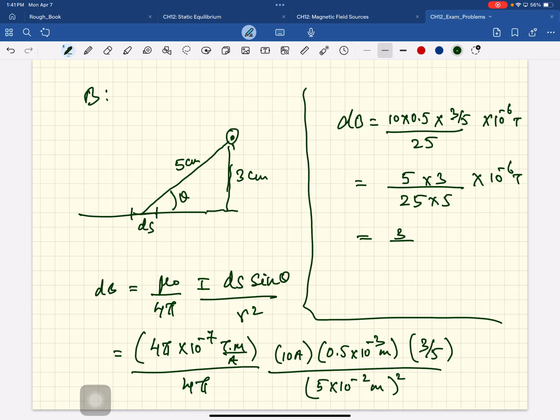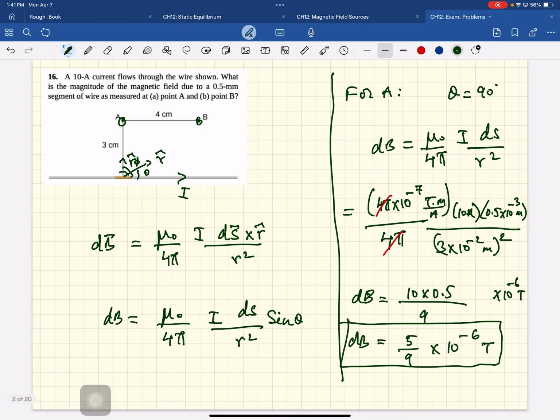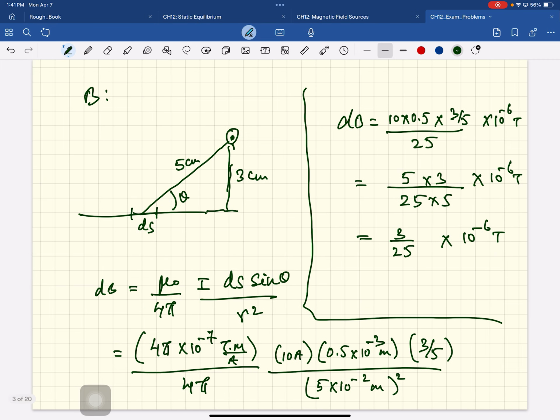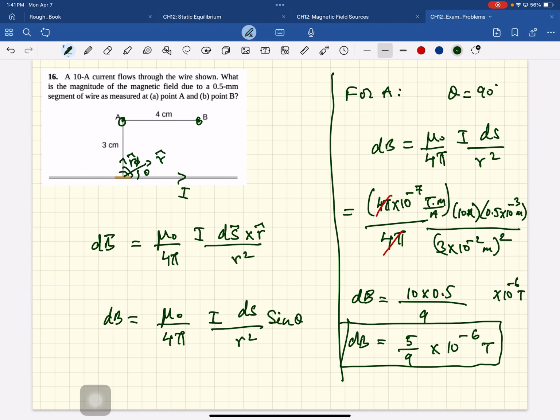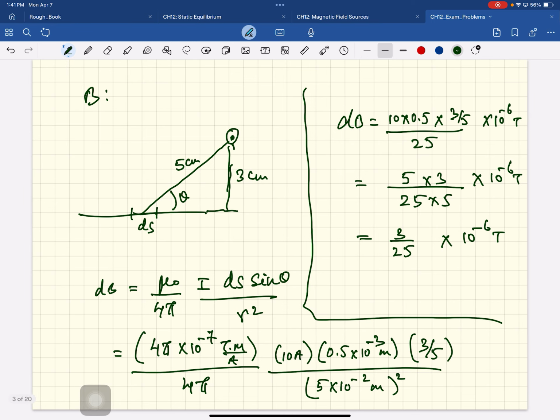Okay, so 3/25. This was 5/9, which is roughly half, and this is 1/10, roughly 1/10. So that's the field at that point.